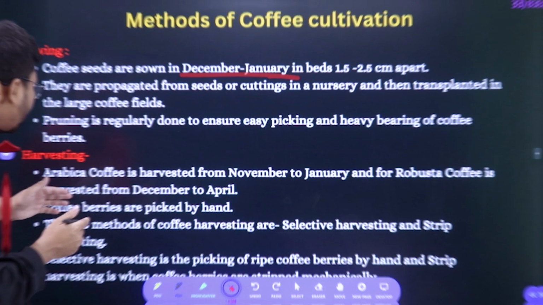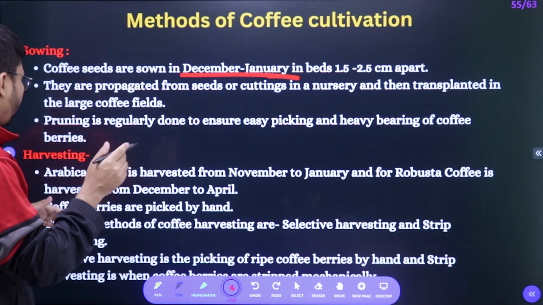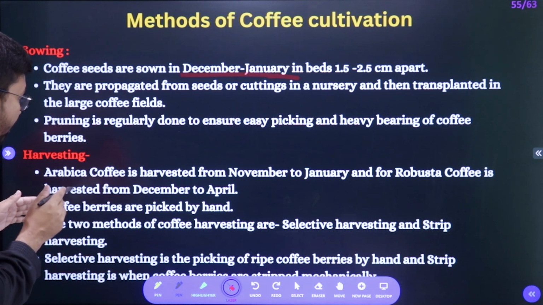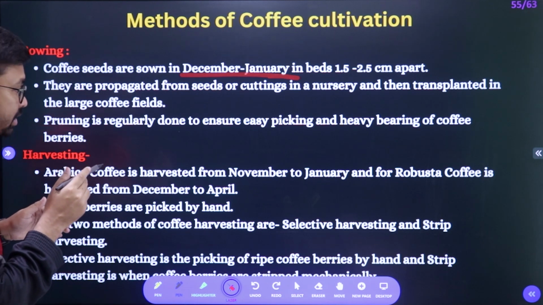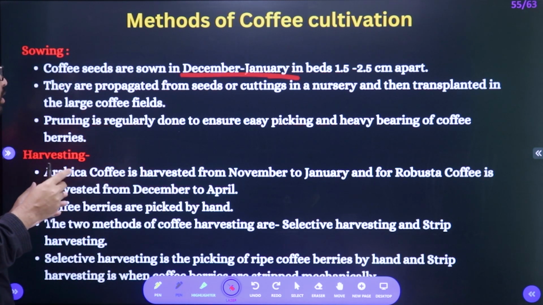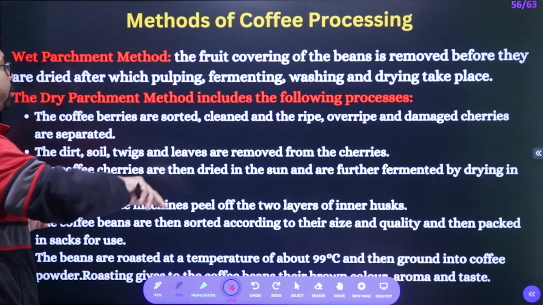And next, harvesting. Arabica coffee is harvested from November to January, and Robusta coffee from December to April. Coffee berries are picked by hand, and the two methods of coffee harvesting are the selective harvesting method and strip harvesting method, right? So those are the important features of coffee cultivation methods you need to know.